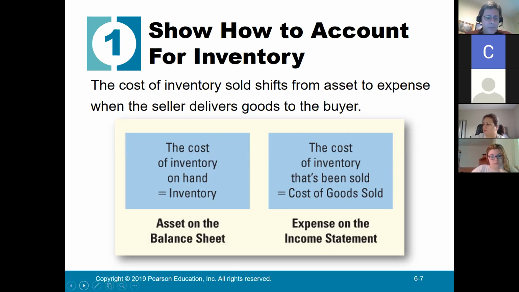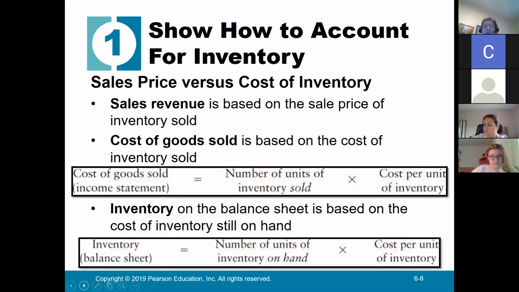So let's see. Moving from the asset on the balance sheet to expense on the income statement as it is sold. So we have two things that we use to check ourselves, if you will. And that is cost of goods. Everything that we bought, all the inventory, basically has to end up in one of two places. Either it gets sold and it goes to the income statement, or we didn't, and it's still on our balance sheet. All right, that's how we account for inventory.